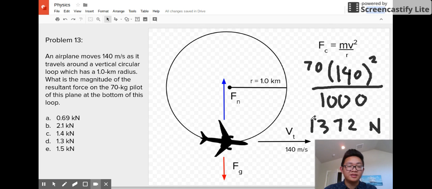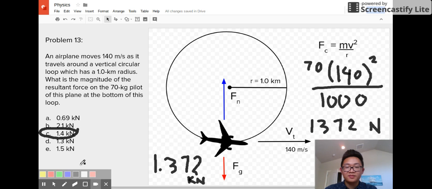1 kilonewton is 1,000 newtons, hence the prefix kilo. And so we divide this number by 1,000, which comes out as 1.372 kilonewtons. That is our answer, but we have to round up to 1.4, which is C. Therefore, that's our answer right here, 1.4 kilonewtons.